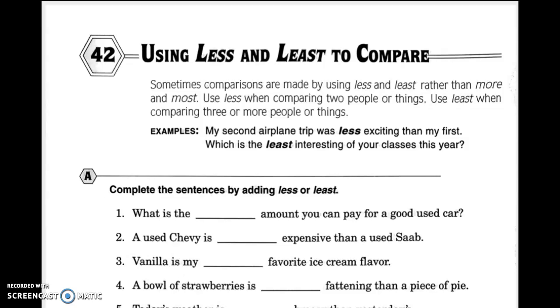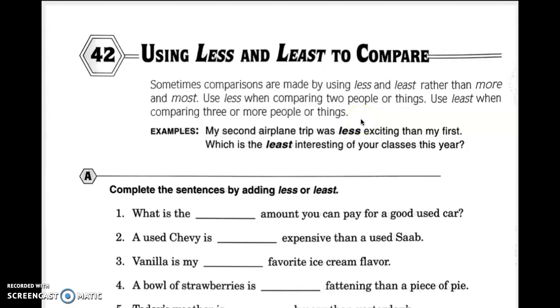Everybody. Today we're going to be talking about only two adjectives, two specific adjectives, less and least. Now, we use these when we're comparing things. So, sometimes comparisons are made by using less and least rather than more and most. Use less when comparing two people or things, and use least when comparing three or more people or things. So that's the one thing you need to remember.